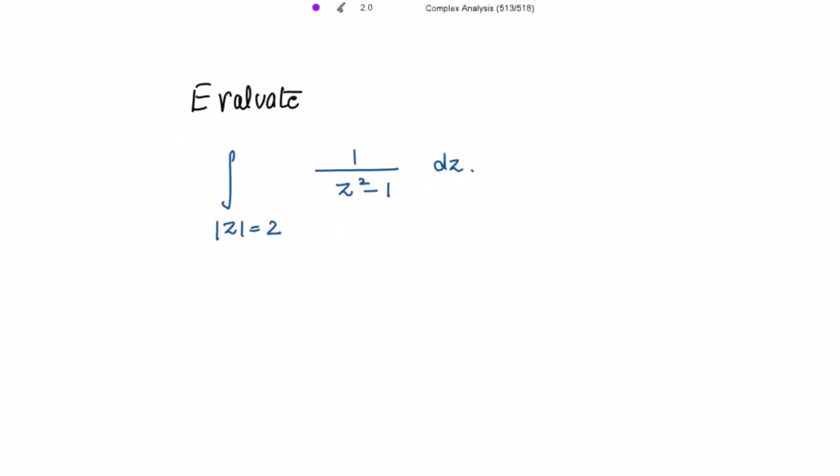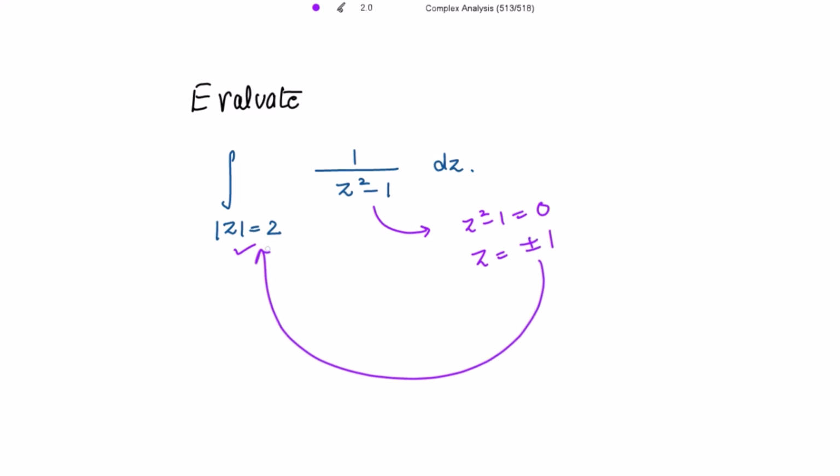We need to evaluate this integral for the circle |z| = 2, right? First of all, when taking the denominator equal to 0, what points are we getting? We are getting plus minus 1. Do these points lie inside the circle? This circle is of radius 2. So yes, because the circle has radius 2, both points plus minus 1 lie inside the circle.